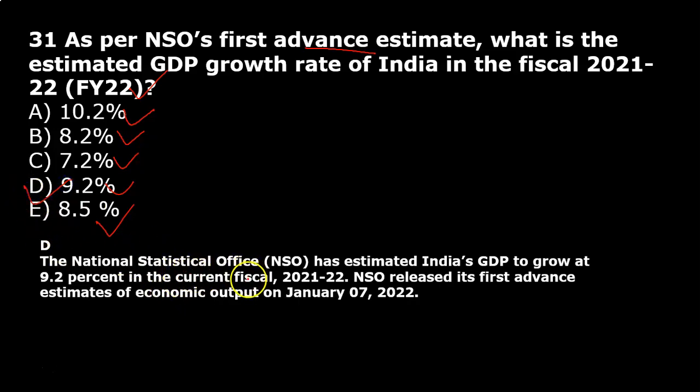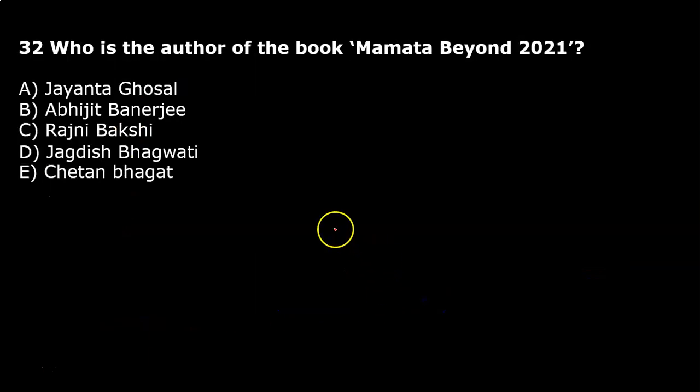The National Statistical Office has estimated India's GDP to grow at 9.2% in the current fiscal 2021-22. The NSO released its first advance estimate of economic output on January 7.